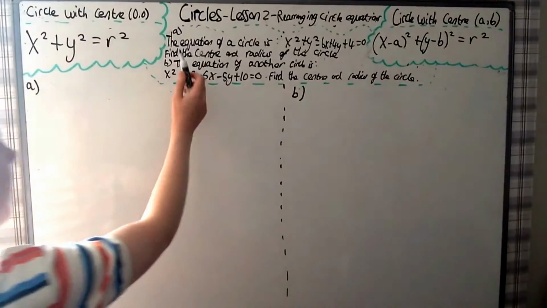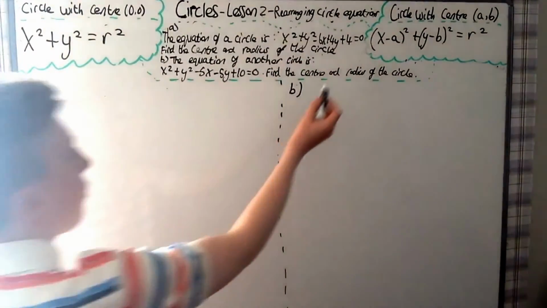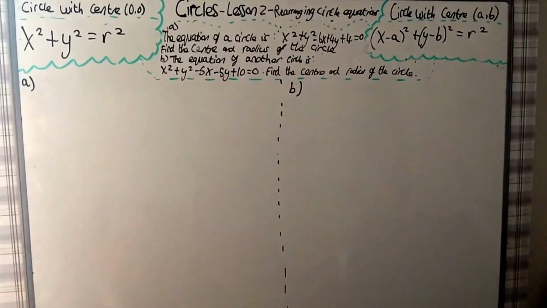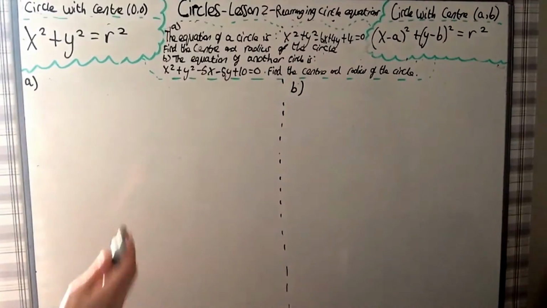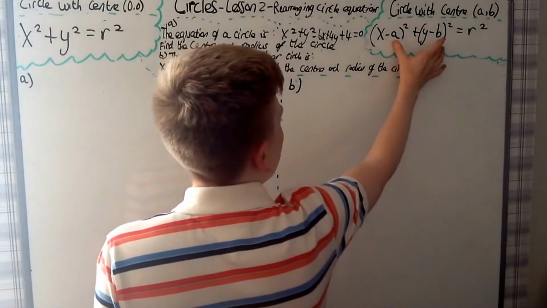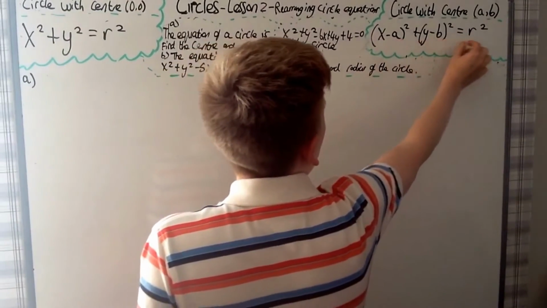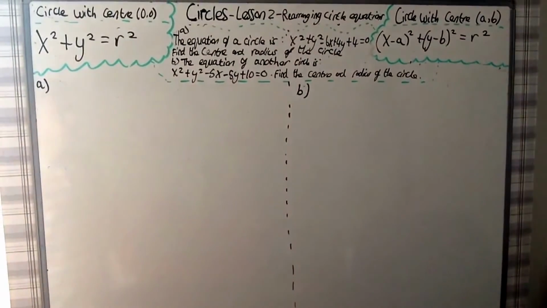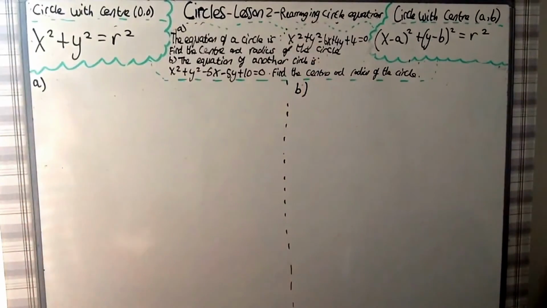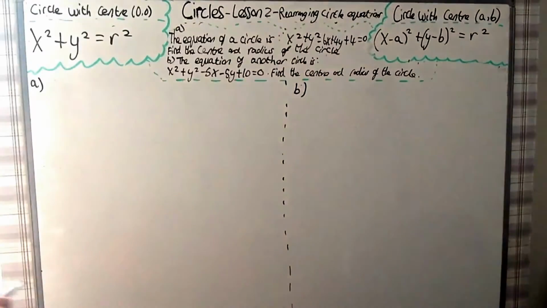Part A says the equation of a circle is x squared plus y squared minus 6x plus 4y plus 4 is 0, and we're told to find the centre and radius of that circle. When we go about solving this, we have to get the circle in this equation form so that we can then identify the centre and radius easily. So how do we get this in this form? Well, we complete the square, and we have to consider both the x and y values.